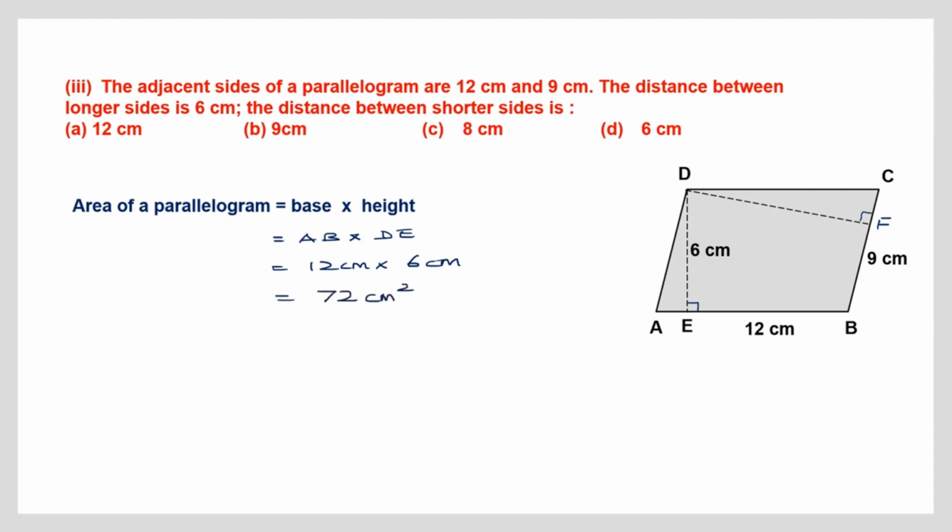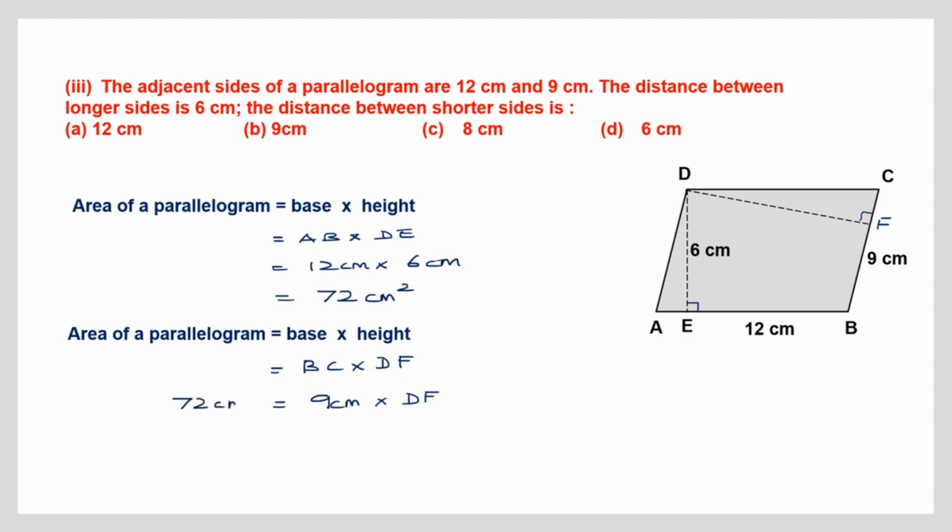So now that we have found the area of the parallelogram, we can again apply this formula and find the height, this time using BC as the base. So let's do that. Area of a parallelogram, we're going to use the same formula, base into height. This time the base is going to be BC and the height which we have to find is DF. Now BC is already given to us as 9 centimeters. We don't know DF and that is what we're going to find. But we also found out what the area is and that is 72 centimeters square.